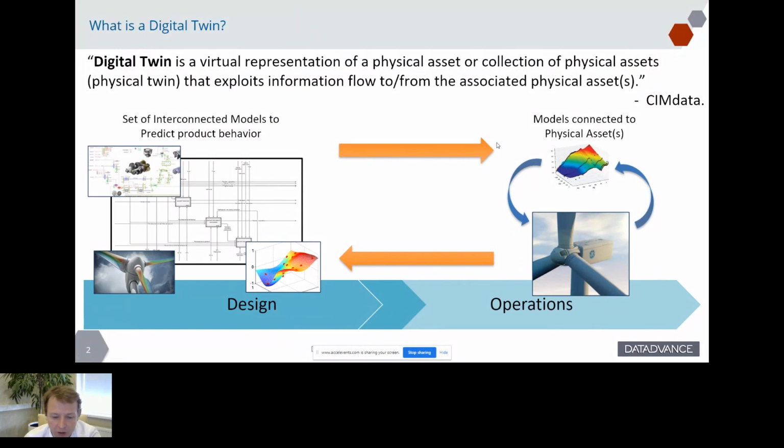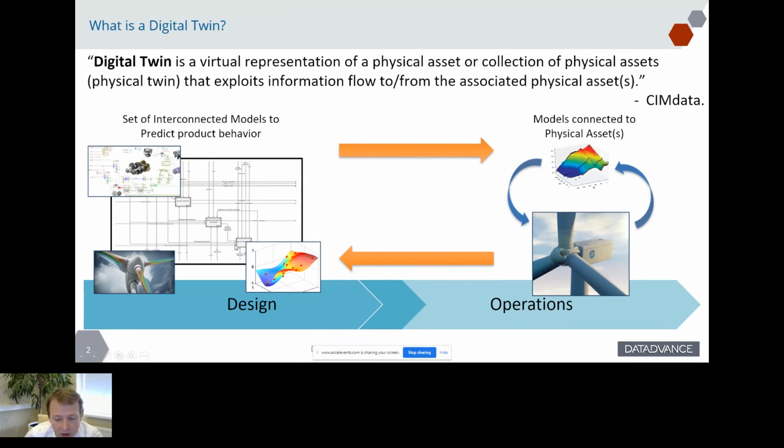Let me remind you what a digital twin is, although Sim Data already did that really well. A digital twin is a virtual representation of a physical asset or collection of physical assets, which exploits information flow to or from the associated physical assets. The virtual representation is essentially a set of interconnected models which you normally start to build even at the design stage of your product or asset lifecycle.